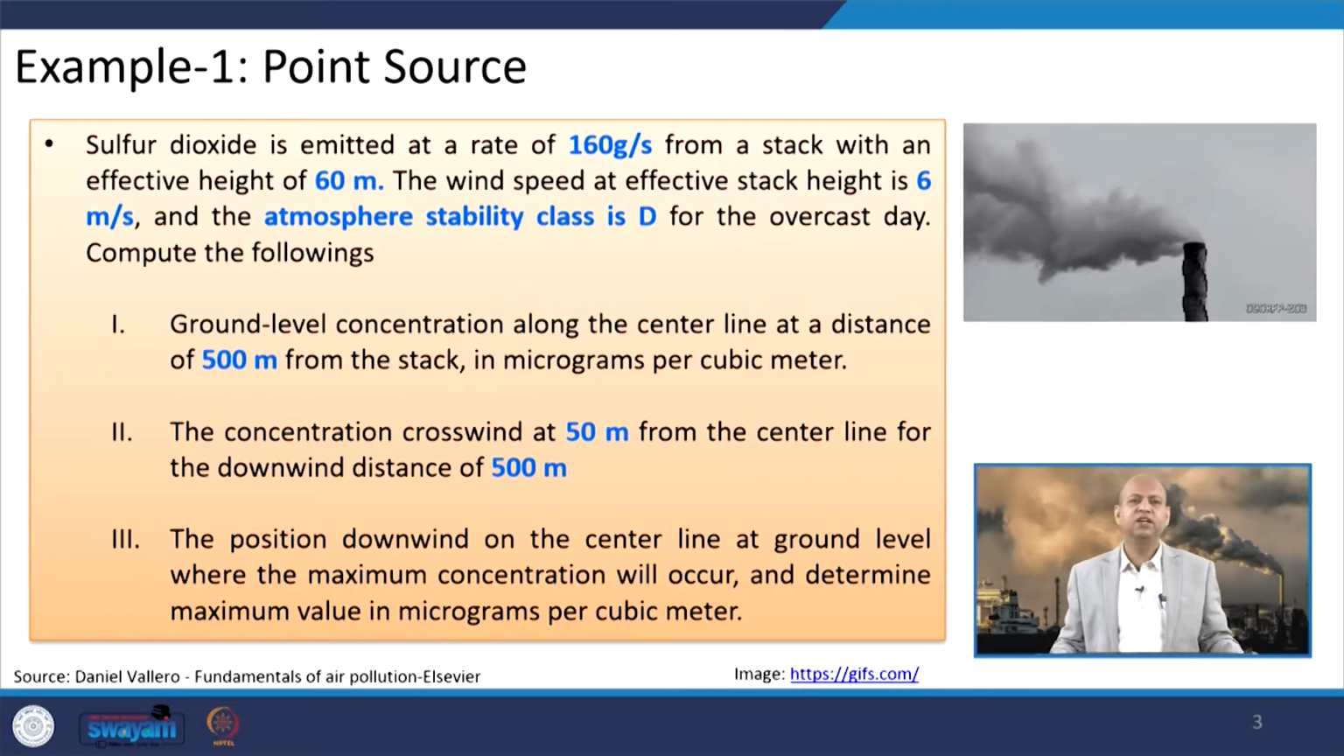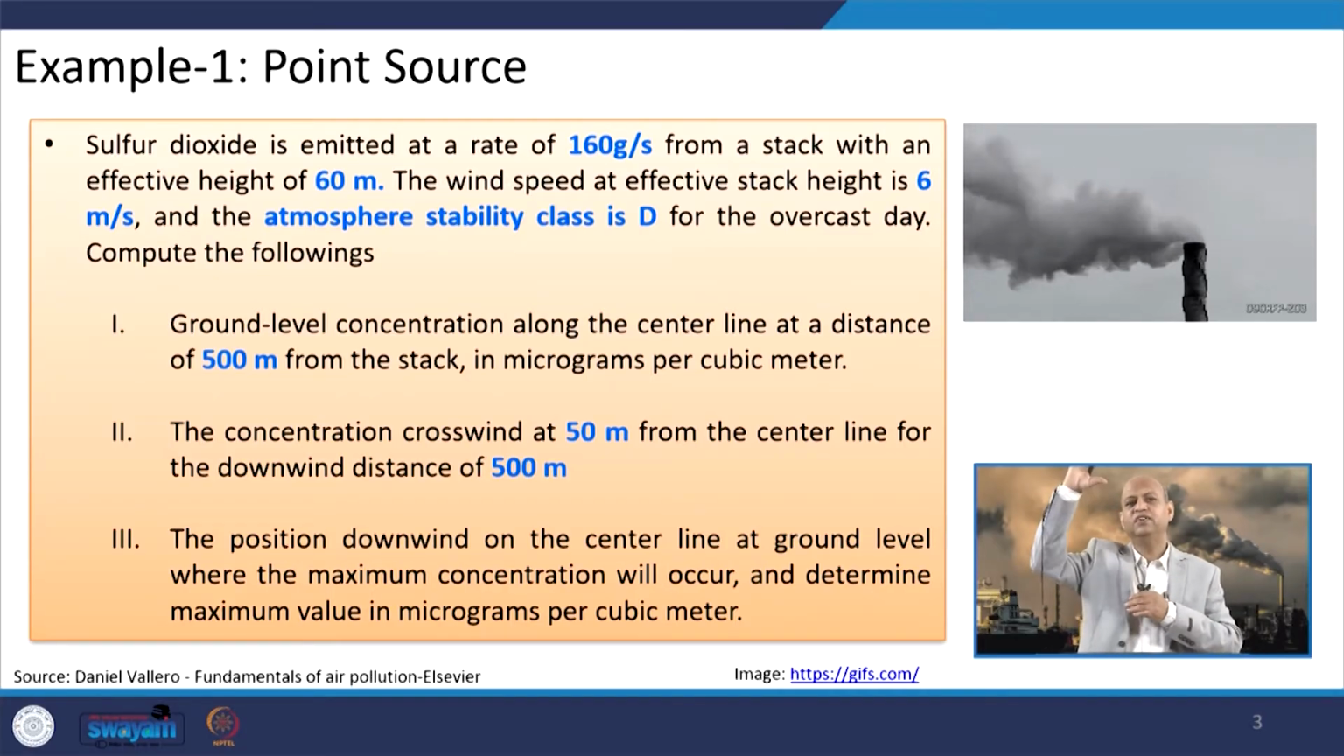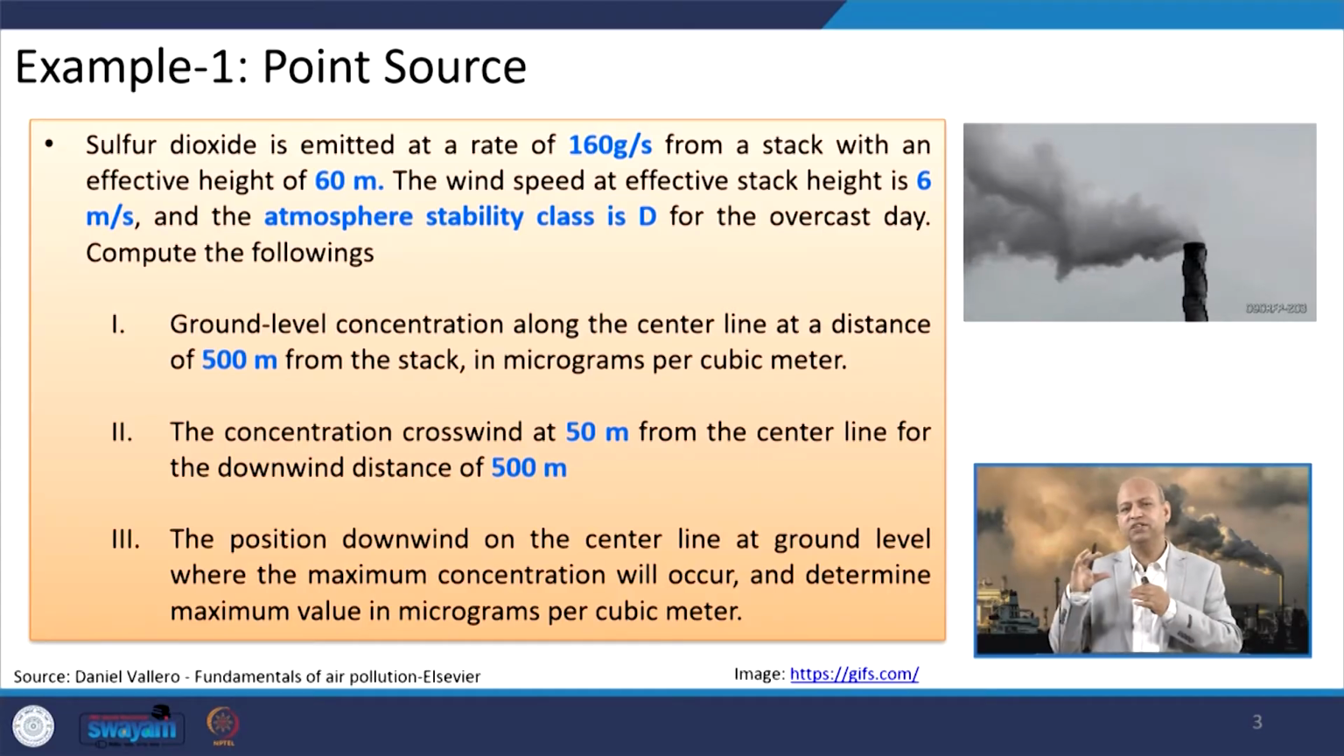The first exercise has certain things given. For example, sulfur dioxide is emitted at a rate of 160 gram per second from a stack with an effective height of 60 meter. Effective height means the physical stack height plus the plume rise; that is the effective stack height.